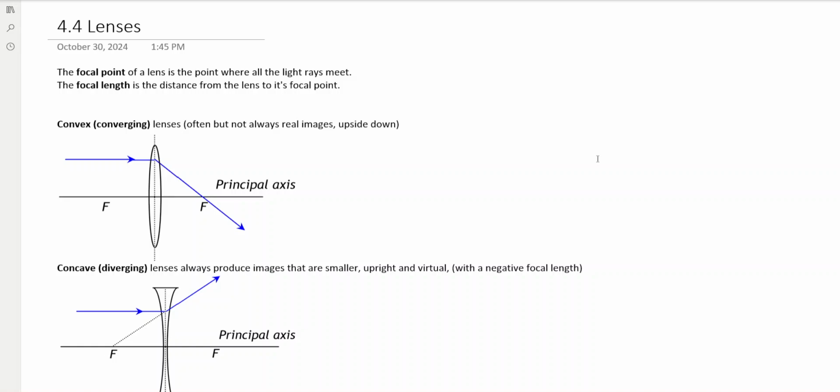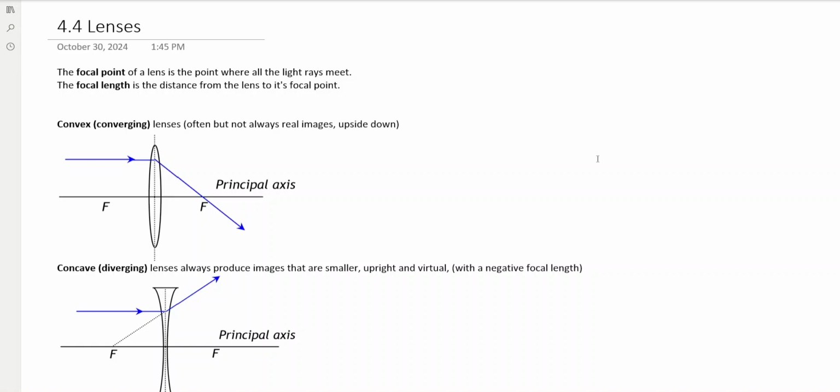Convex lenses have converging rays, and often, but not always, real images that are upside down. Concave lenses are diverging lenses and produce smaller, upright, virtual images with a negative focal length.